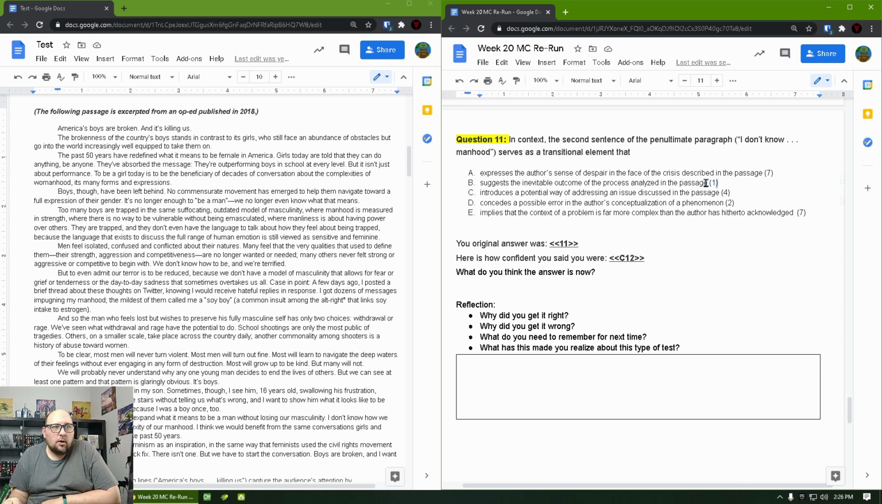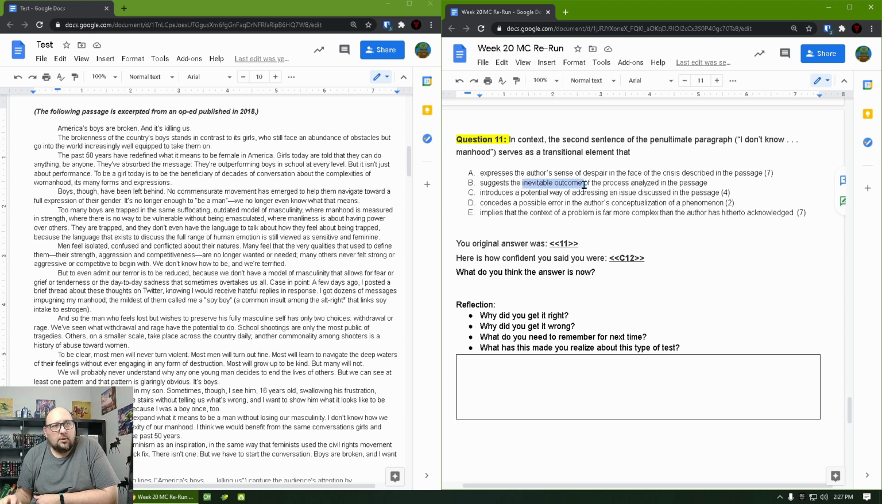The least voted for one is B. Suggests the inevitable outcome of the process analyzed in the passage. This is a wrong answer. And the reason it's wrong is this right here, inevitable outcome. If something's inevitable, it cannot be avoided. When Thanos says he's inevitable, he's saying there's no way to get around me. There's no way to win. Thank God he was wrong. So if he's suggesting an inevitable outcome, that means we can't change it. We can't do anything about it. There's no hope. But in this passage, he's saying we need help and we need to do it.